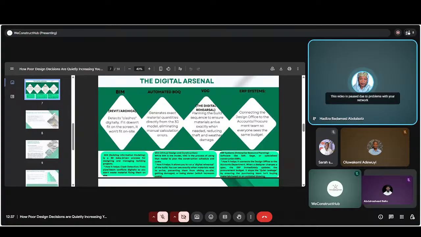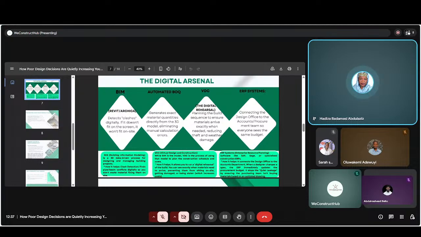Then the ERP system is connecting design to finance. The ERP links the design process directly to the cost and procurement system. It ensures that what is drawn by the architect is reflected in the project budget in real time. This improves cost control, accountability, and financial planning. So these tools are not just software, they are cost control systems. They connect design, construction, and finance into one integrated process.